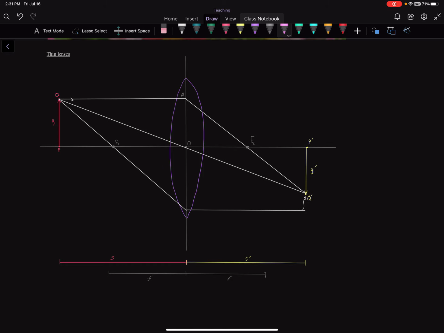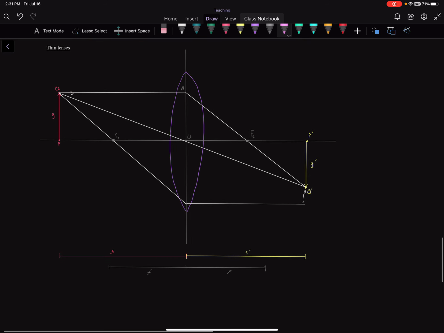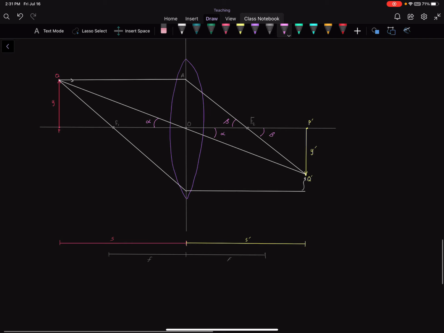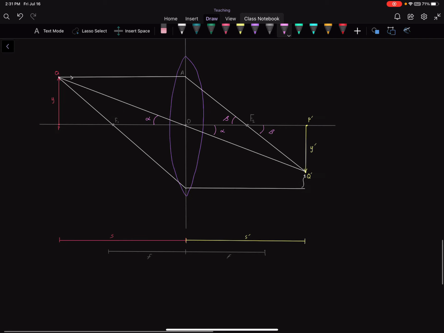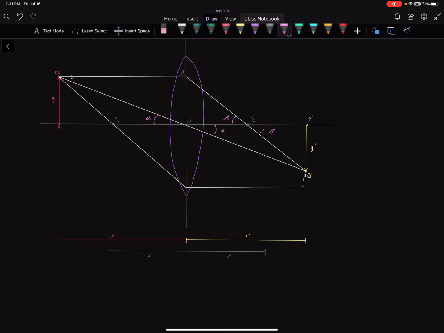All right, so now let's figure out some angles here. So this is going to be alpha. This is going to be alpha also, of course. This is going to be beta, and also thereby this is beta. And we're ready. Okay, so now we have our image. Let's talk about what's going on here.